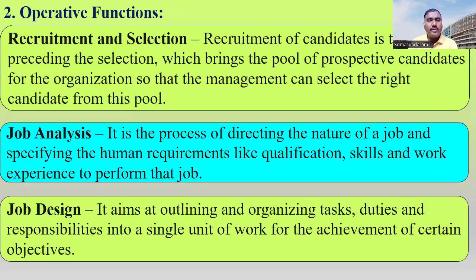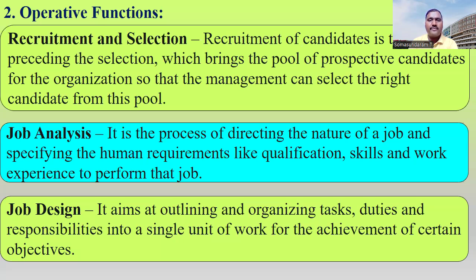When you talk about operative functions, there are certain activities carried out by the HR department on a regular period. These are called operative functions, where they follow these activities to ensure that all the plans are operating and running regularly on a daily basis.